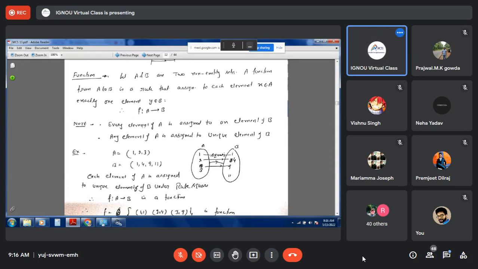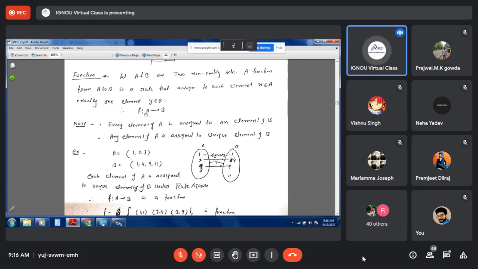No one is going to ask you the definition in the exams. Let A and B be two non-empty sets. A function from A to B: so this rule, we call it a function from A to B. It is a rule, not a relation. It is a rule that assigns to each element x belonging to A exactly one element y belonging to B. Exactly one. See, 1 is assigned to 1, 2 is assigned to 4, 3 is assigned to 9.